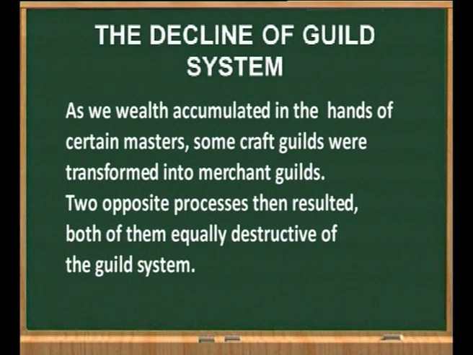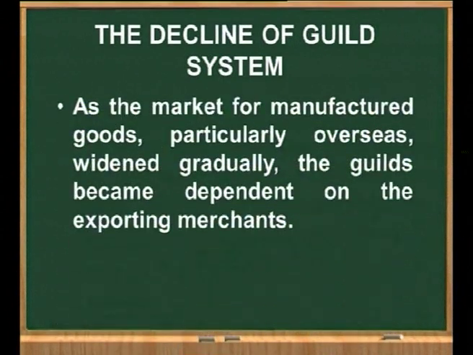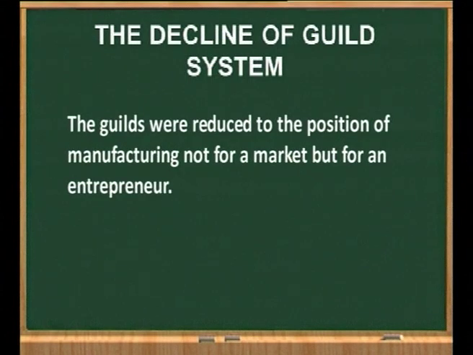Two opposite processes then resulted, both of them equally destructive of the guild system. As the market for manufactured goods, particularly overseas, widened gradually, the guilds became dependent on the exporting merchants. The guilds were reduced to the position of manufacturing not for a market but for an entrepreneur.